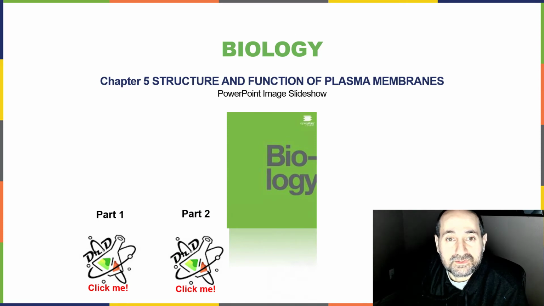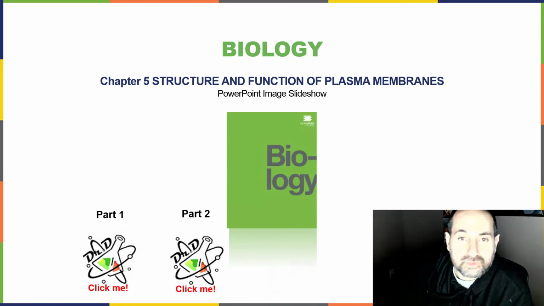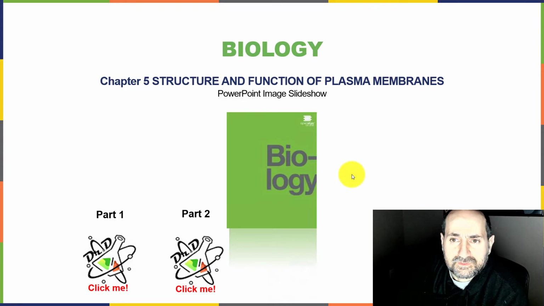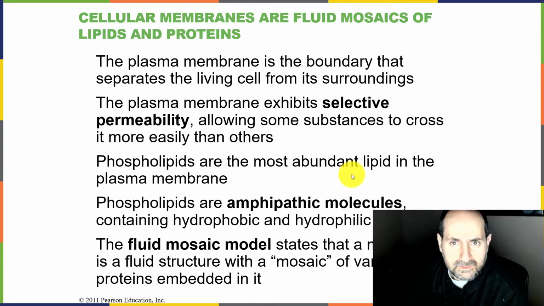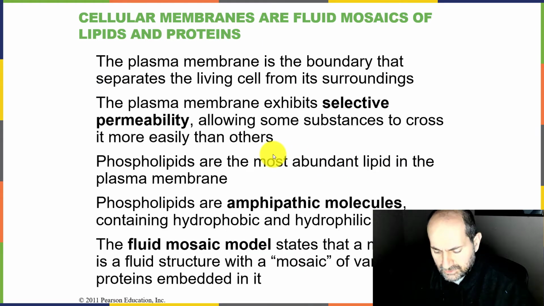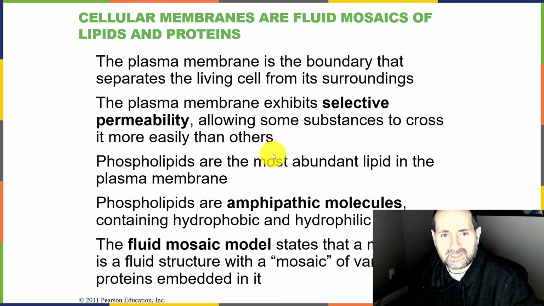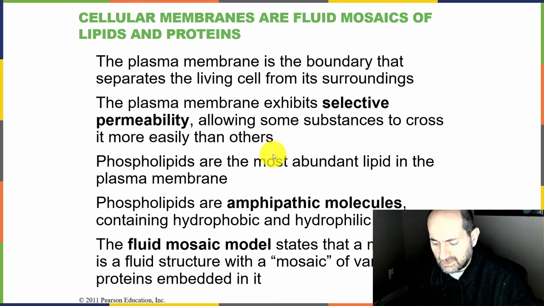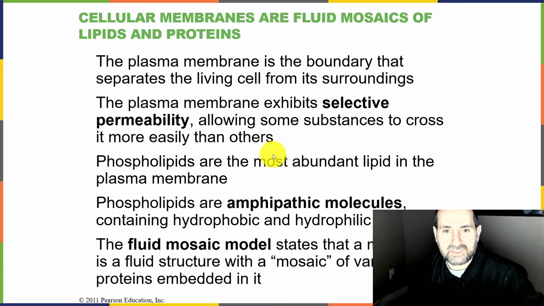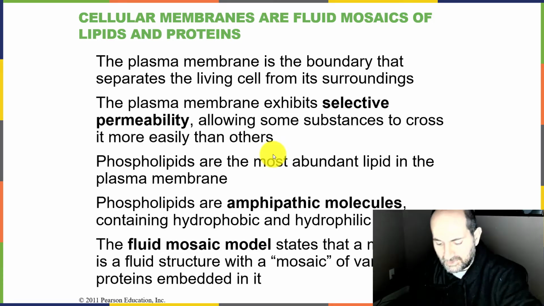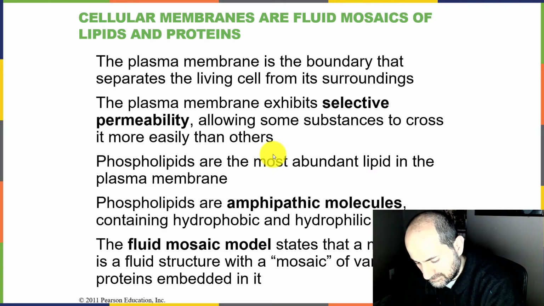Let's go ahead with chapter 5 with our exam review of the structure and function of plasma membranes. So one thing we need to know about plasma membranes is that their job is to be a selectively permeable barrier. Selective permeability is the main job of the plasma membrane. Selectively permeable.